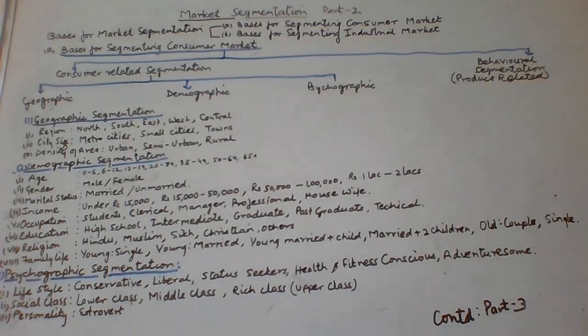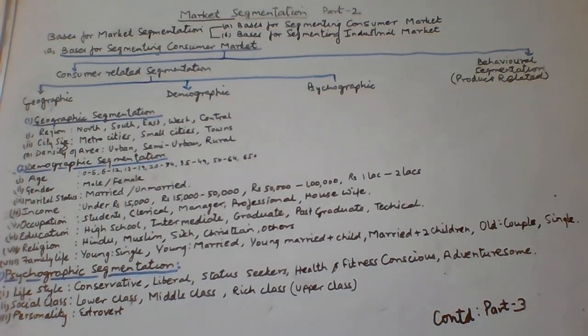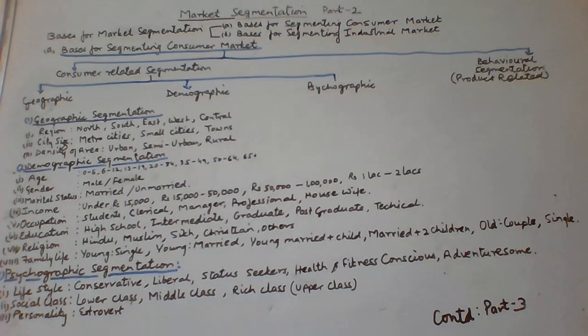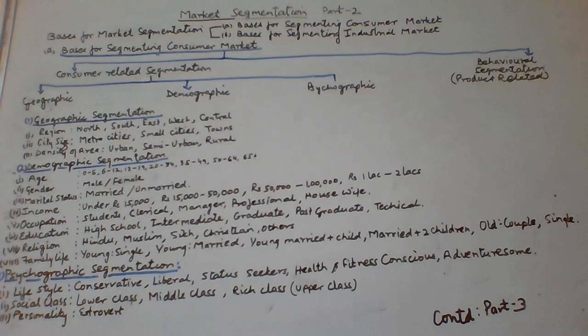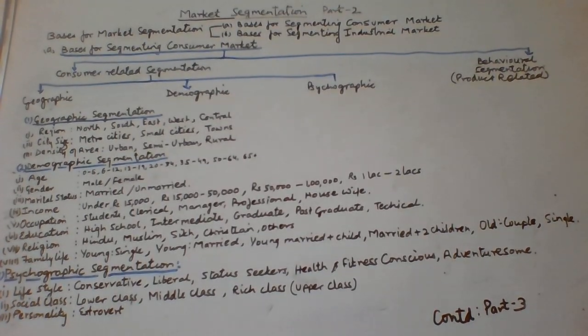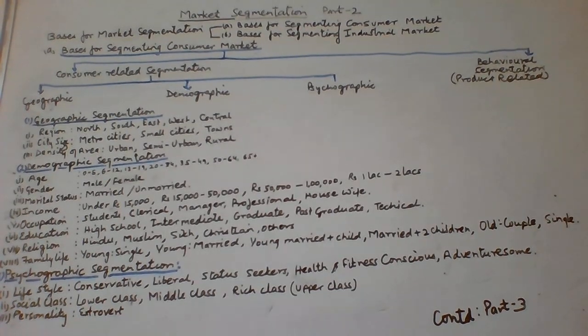Another important factor is gender. Gender is about whether the product is related to both male and female, which is what we call a unisex product, or whether it is for male customers or female customers. It helps us divide the total population on the basis of gender. Sex segmentation has long been used in clothing, hairdressing, cosmetics, magazines, and so on.